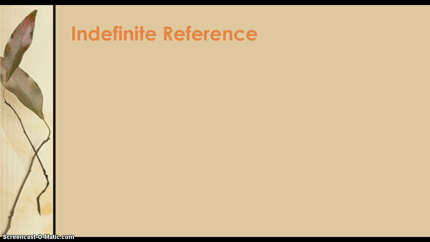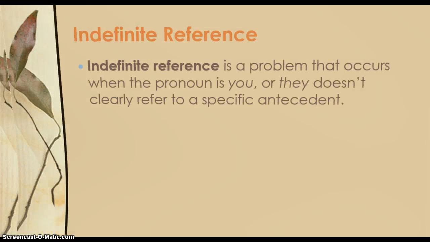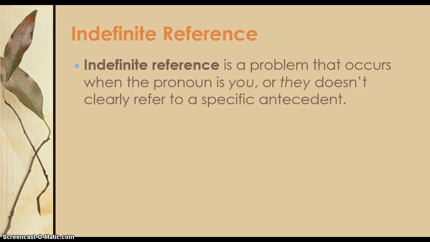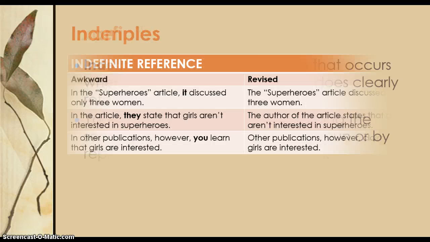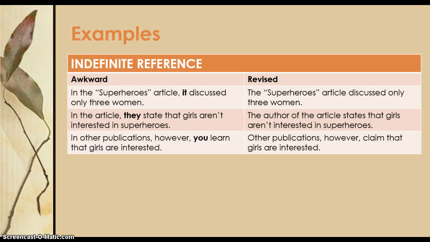So let's begin with indefinite reference. Now an indefinite reference is a problem that occurs when the pronoun is you or when the pronoun is they, and it doesn't clearly refer to a specific antecedent. Now, antecedent is the word that the pronoun refers to, what it's talking about. You can fix this problem by rewording the sentence and eliminating the pronoun, or by replacing the pronoun with a noun. So let's look at some examples.